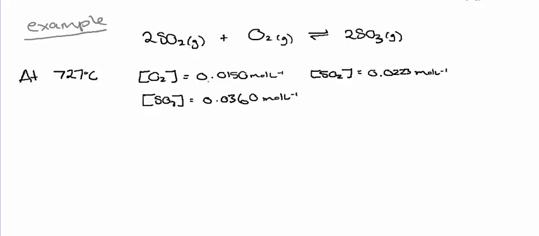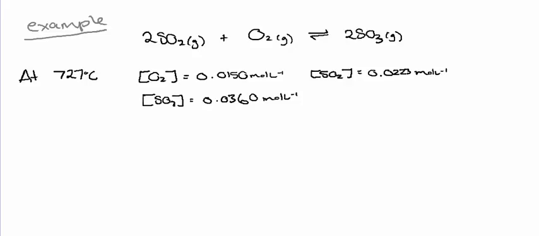So let's now have a look at how you might calculate the equilibrium constant. And to do that, we'll look at the conversion of sulfur dioxide into sulfur trioxide. In this situation, we are told at a temperature of 727 degrees Celsius, the equilibrium concentrations of the reactants and products are as given here.